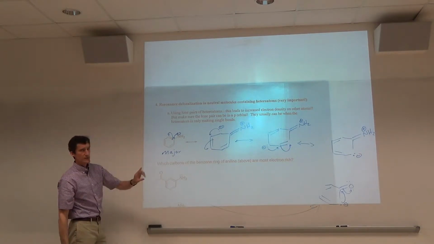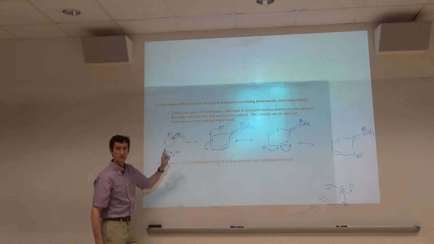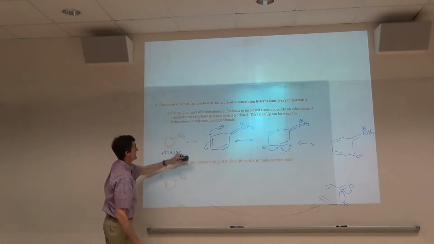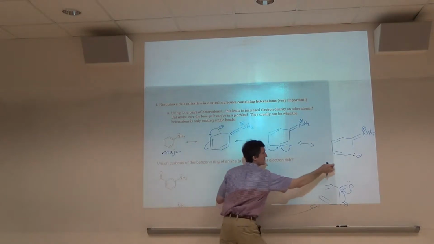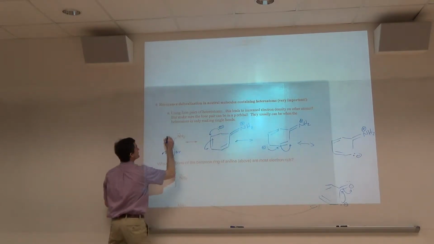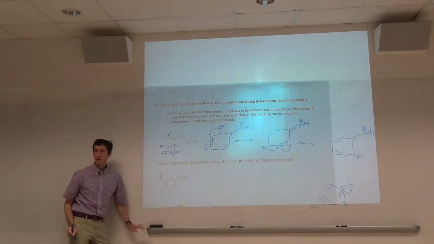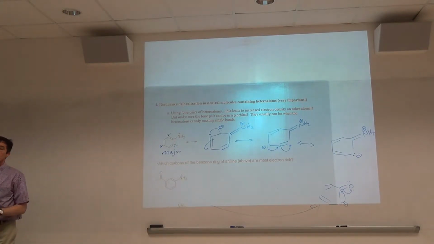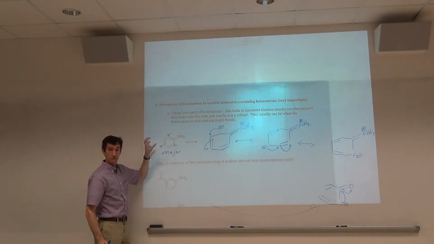Now, we could ask the same question as before. Which carbons in the ring take on partial minus? Every other. Well, you see that from your resonance structures. Here, here, and there. And so partial minus, partial minus, partial minus. And so those are the 3 carbons that are most electron rich.